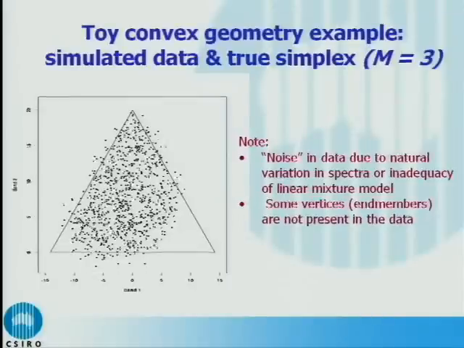Okay, let me show you, just to convey some ideas and concepts, a toy example. I've taken a triangle, and I've generated 1,000 random points which are mixtures of the vertices. I've added a bit of white noise to represent natural variation or inadequacy of the linear mixture model. Now, at this vertex, I've allowed pure samples to be retained, but here I've said I'm not allowing more than 80% of this material and more than 60% of that material to be found in the data. Because I think this represents what happens in practice.